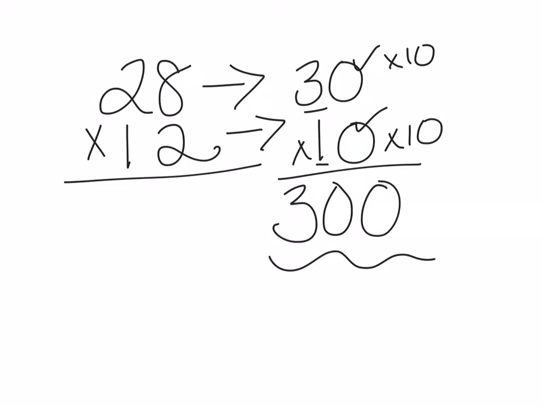Now let's take a look at what the exact answer comes out to be. We always start right here in the bottom right corner, and we go 2 times 8 is 16. Put down the 6, carry the 1. 2 again in this corner, times 2 is 4, plus this 1 makes 5.